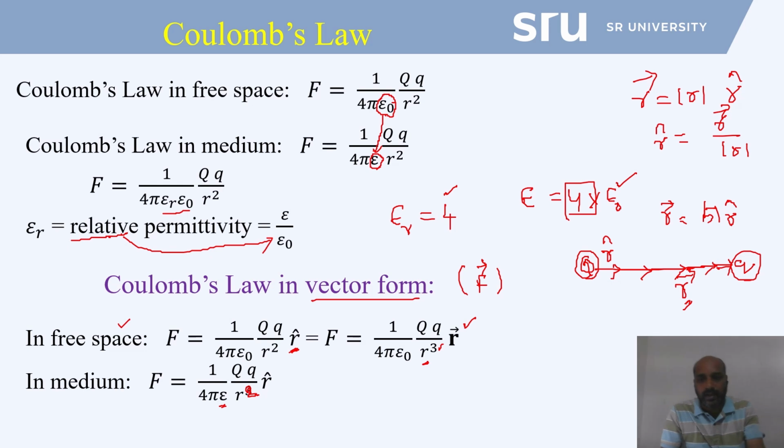So now this is Coulomb's law, both in scalar form as well as vector form, in free space as well as in any medium. But now the question is, if you see the two charges, plus Q and capital Q, there is no direct contact between these two charges. But still some amount of force exists. How is this possible, even though there is no direct contact between them?